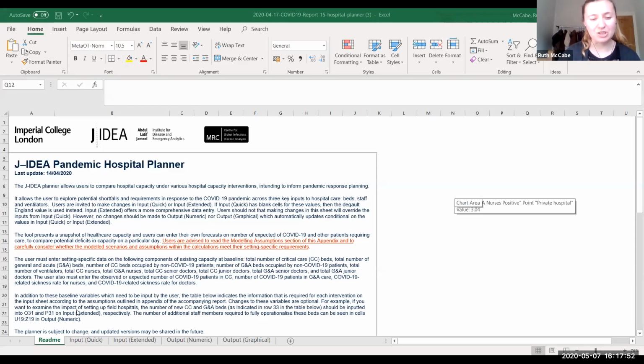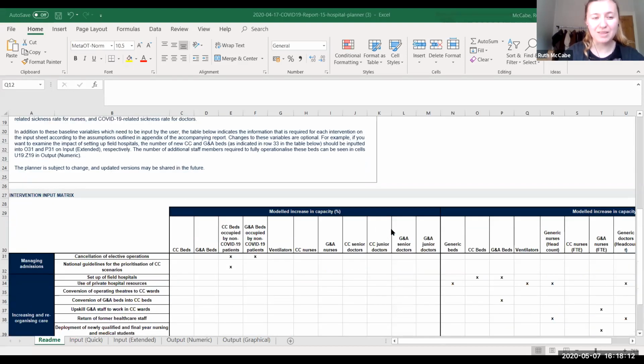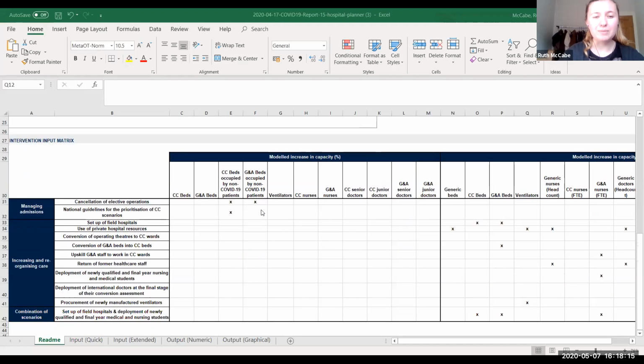So we begin with the README sheet, which just gives an introduction to the planner. All of the information provided here is expanded upon in the user guide, which we would really hope that everyone using the planner would read before performing any analysis here. Also on this sheet, we have the intervention input matrix. We can see the interventions down this side here that Josh has just spoken about, broken down into those categories. And then we look at what the elements are that we have modelled in order to get estimates of capacity under each of these interventions.